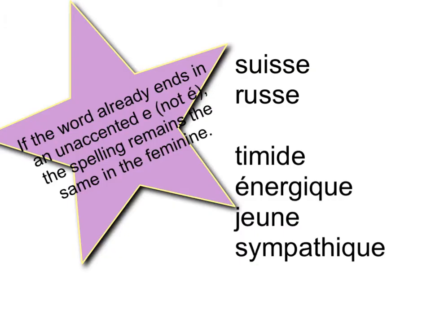Now, if the word already ends in an unaccented E, so not the E aigu like in âgé, then the spelling is going to remain the same for the feminine. So, Suisse, russe, timide, énergique, jeune, and sympathique, none of these change in the feminine. They're the same in the masculine and the feminine because they already end in an E.